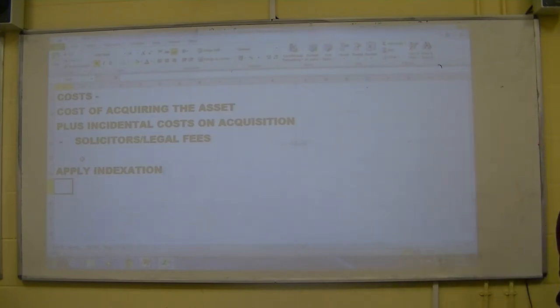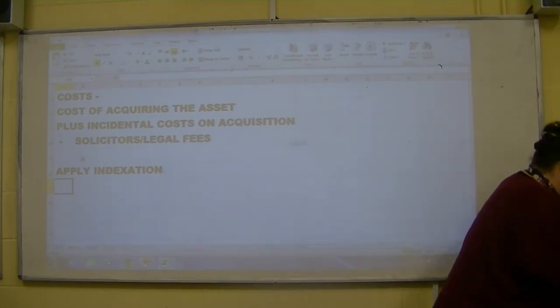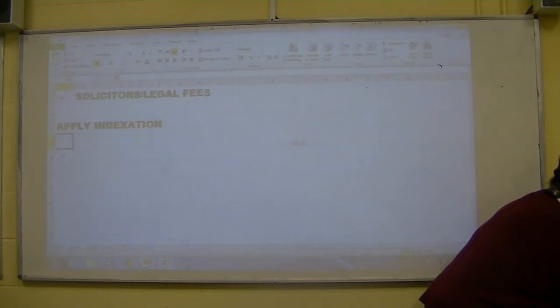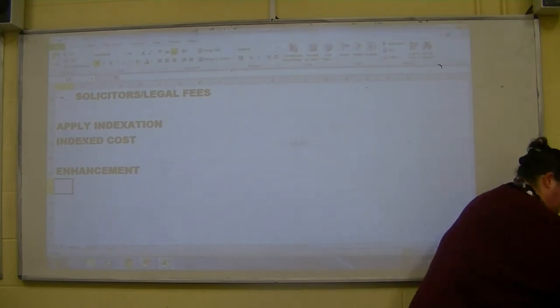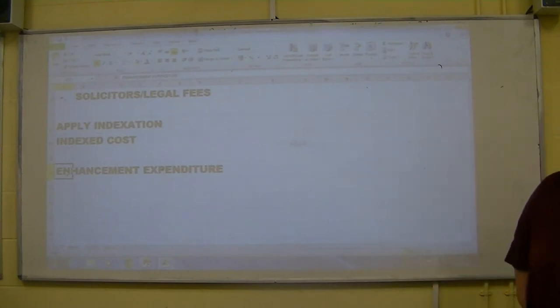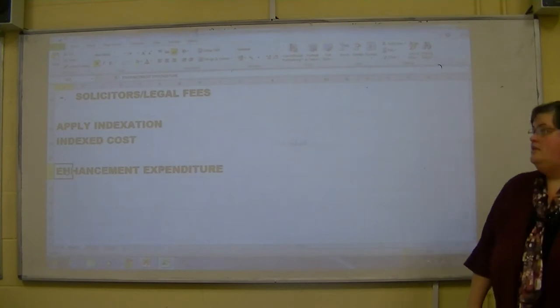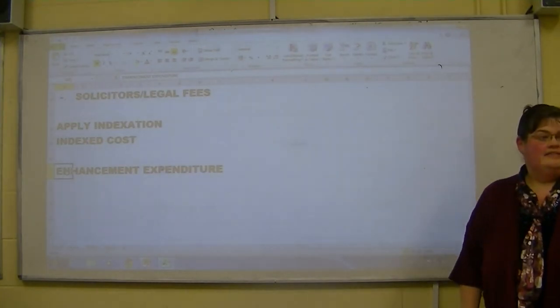Not necessarily. Okay, then we applied our indexation. That gives us our index cost. Okay, that's our index cost here. And then we might have enhancement expenditure. So say we bought a building and we actually put an extension onto it, then that's enhancement expenditure.